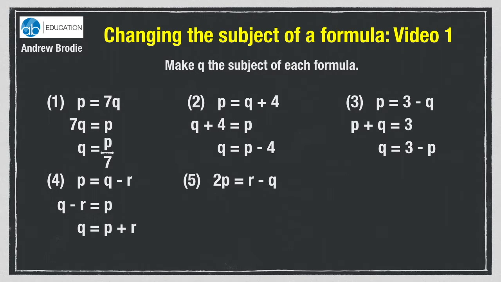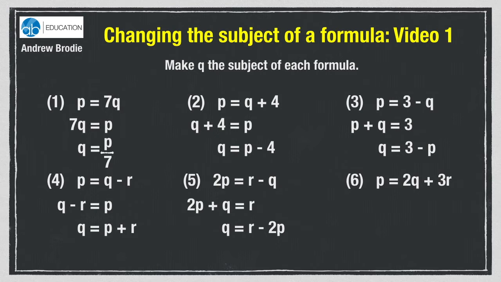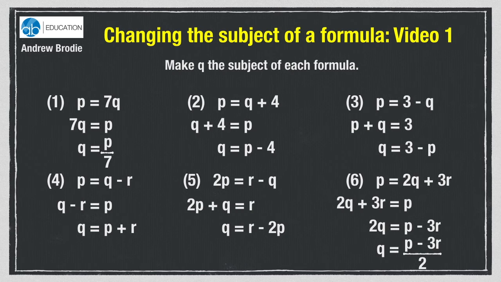Question 5. Here's another one where we don't need to swap sides. We have a negative Q, so we add Q to both sides. Now all we have to do is subtract 2P. Q equals R minus 2P. Question 6. Swap sides. Subtract 3R from both sides. Divide both sides by 2. Q equals P minus 3R all over 2.